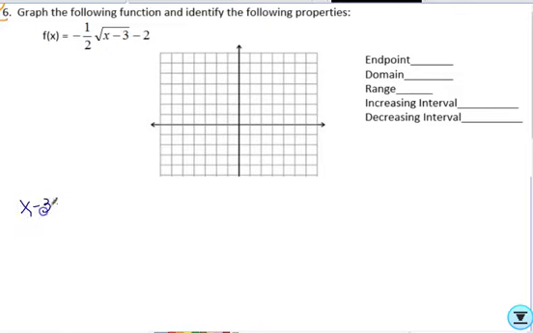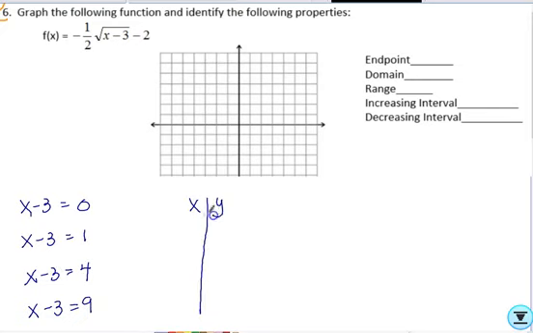My argument is still a square root, so I want that to equal 0. I need that to equal 1. I need that to equal 4. And I need my argument to equal 9. These values will get me nice arguments to square root. So if I add 3, add 3, add 3, add 3.